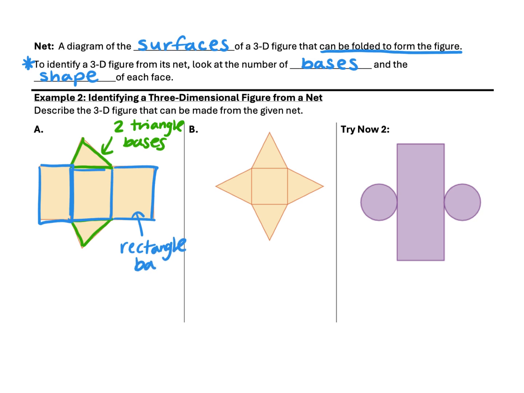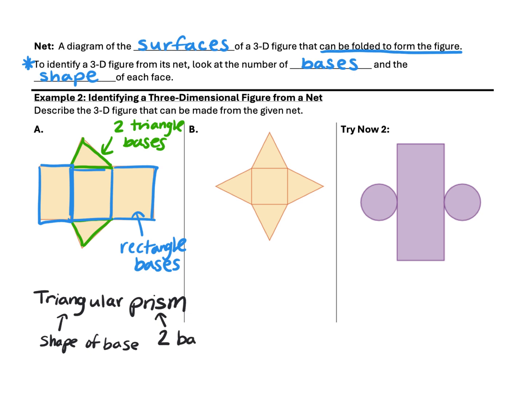And if you look back at your types of figures with 2 bases and then rectangles that connect them, that makes this a prism. And because of the fact that the base is a triangle, we name it a triangular prism. So the triangle comes from the shape of the base, that's why it's triangular. And then the prism comes from the fact that there are 2 bases.